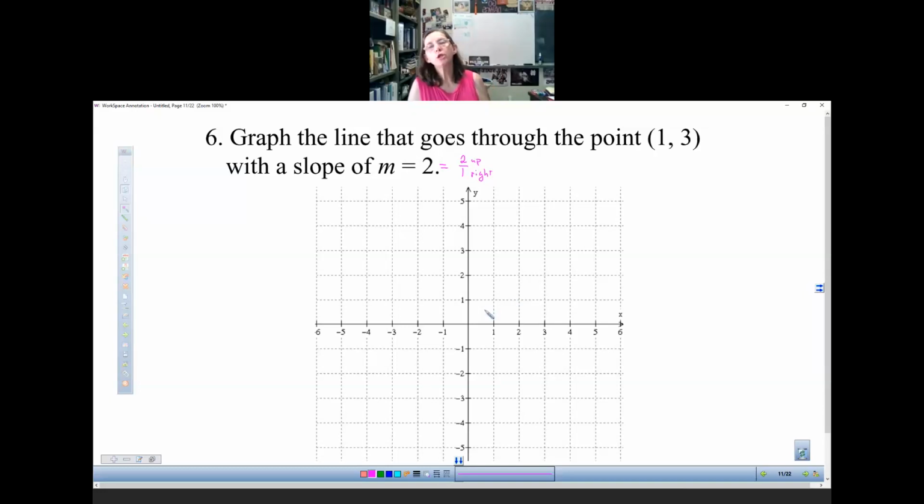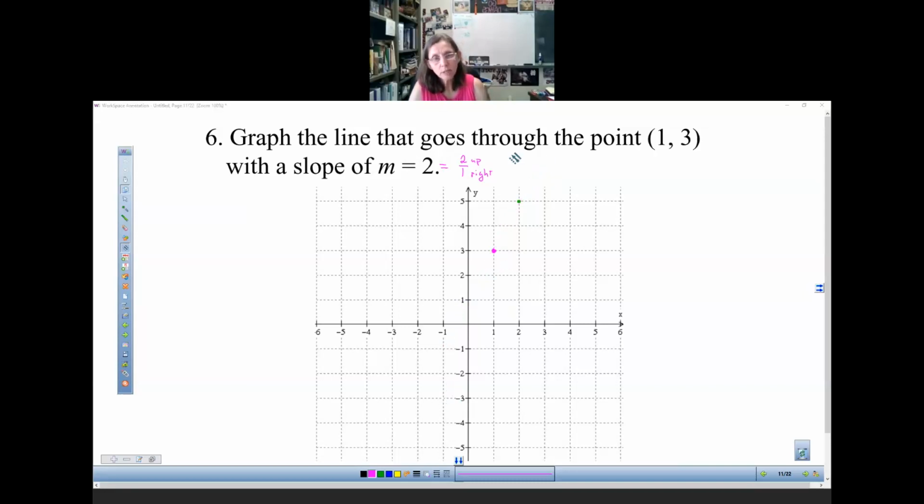Okay. So when you want to graph a line that goes through a point and you know the slope, the very first thing you do is to graph the point. So I'm going to come over here, 0, 0, and I'm going to go to 1, and I'm going to go up to 3, and here is my point 1, 3. That's the very first thing you're going to do. From that point, you're going to go up 2 and right 1. So up 1, 2, and right 1. And that's your second point, okay? And so you can draw the line that connects these points, and there is my graph.